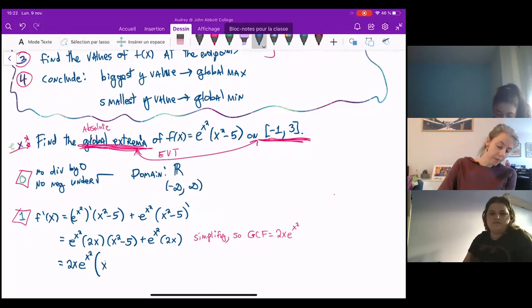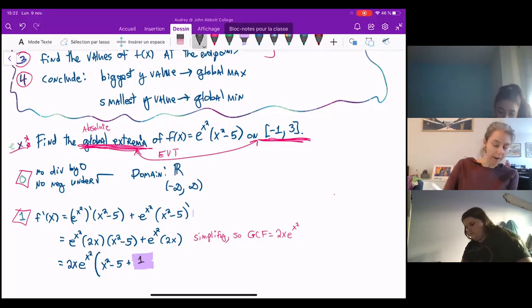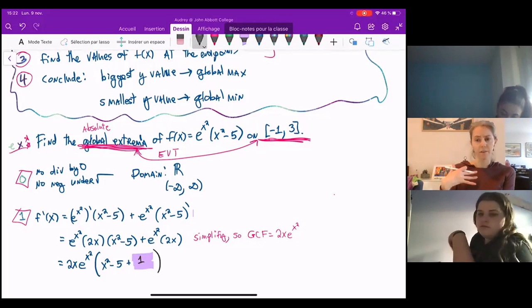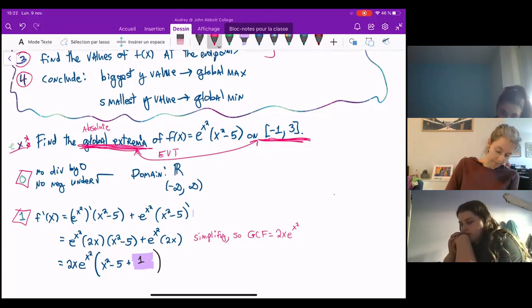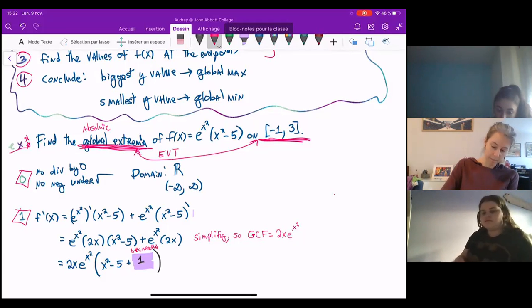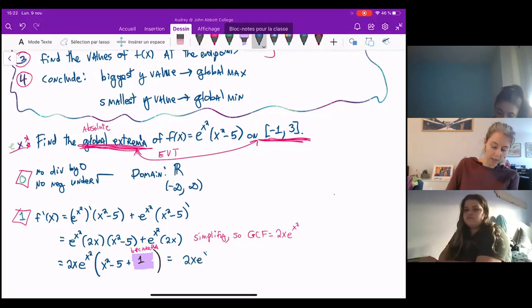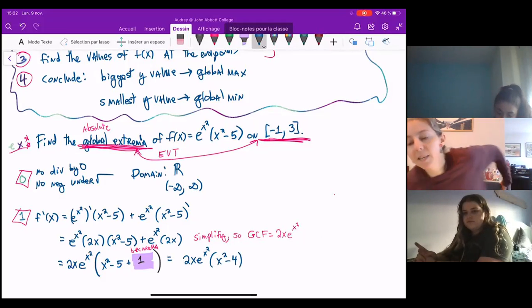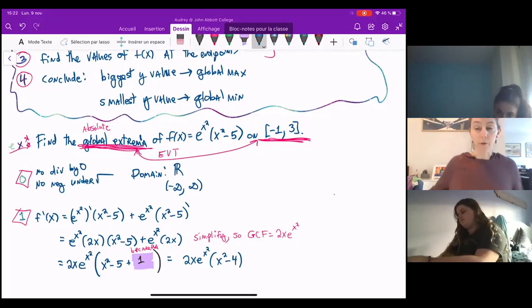X squared minus 5. And here I want you guys to be careful. I'm using the whole thing, which means there is a 1 left there. Good job, Dean. So be careful, it's easy to forget that 1. It's easy to think, oh, I used everything, there's nothing left. In this case, that nothing is a 1. So then this is equal to 2x e to the x squared times x squared minus 4. And this is a great simplified derivative for finding critical values.